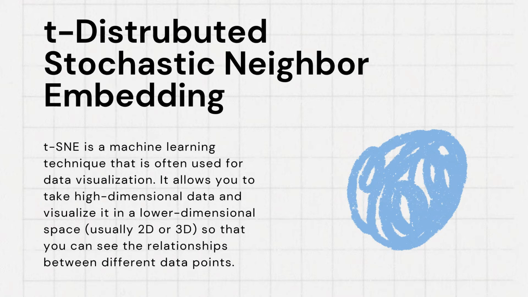Now next one is t-distributed stochastic neighbor embedding. It is a machine learning technique that is often used for data visualization. It allows you to take high dimensional data and visualize it in a lower dimensional space.